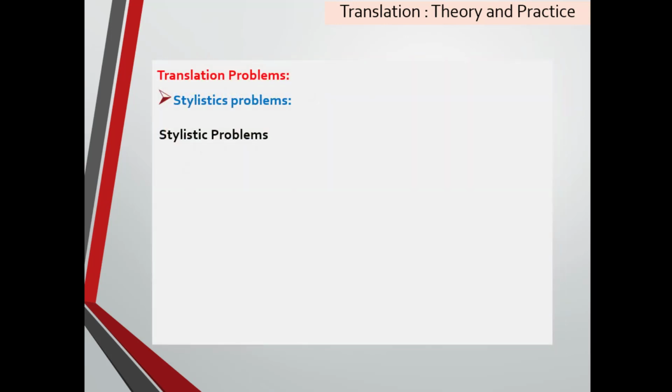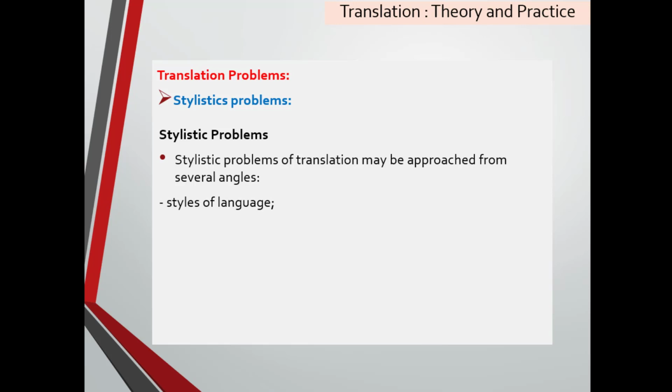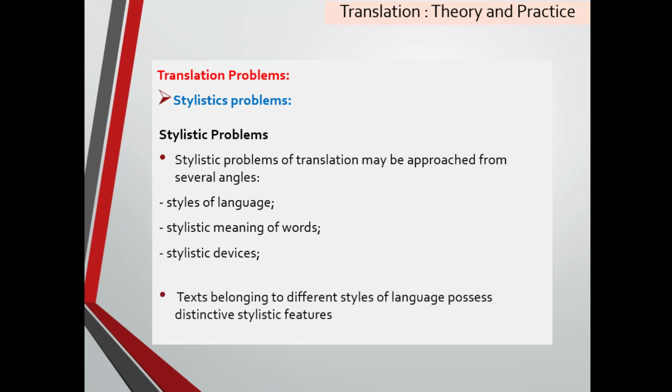Stylistic problems of translation may be approached from different perspectives. For example, style of language, their peculiarities, their goals, and their interrelation. Or it could be approached as the stylistic meaning of words. On the other hand, stylistic devices, their nature and structure, their expressive functions, and so on. So, the translation of texts that belong to different functional styles of language is a comprehensive problem.